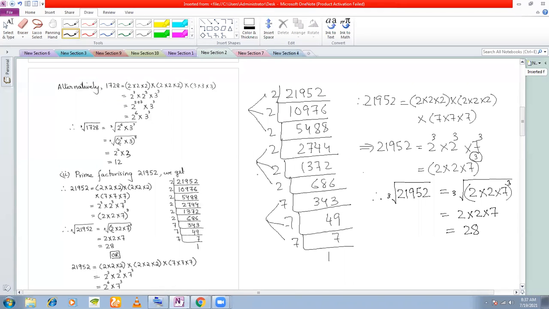Any questions here? Now I have shown you a small step here. Alternatively, just go through this and check whether you understand this. I'll explain this in the next class. This is also very important.